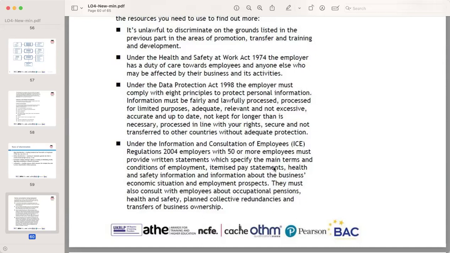They must also consult with employees about occupational pensions, health and safety plans, collective redundancies, and transfers of business ownership. So basically, the Information and Consultation of Employees Regulations 2004 requires employers with 50 or more employees to provide a written statement specifying employment terms and itemized pay statement information on various aspects, including health, safety, pension, and business prospects.